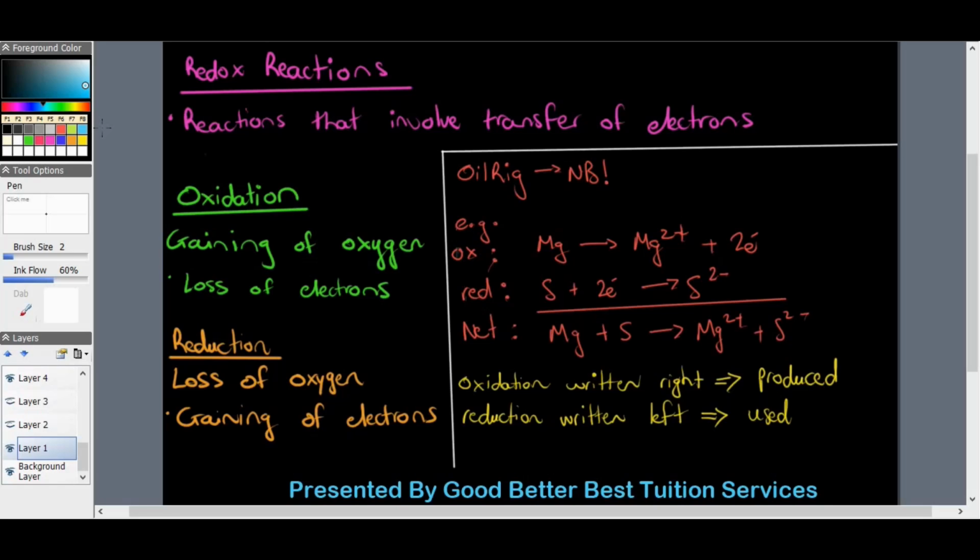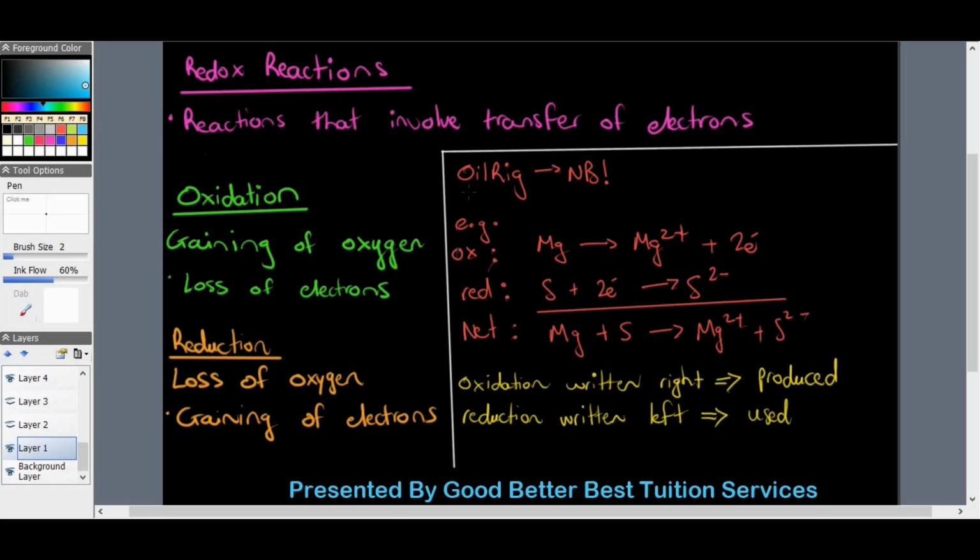Then we have reduction, the second type of reaction. The original definition of reduction is the loss of oxygen, but we define reduction reactions as the gaining of electrons. While oxidation is the loss, similar to an acid that donates a proton, the oxidized substance donates electrons and loses them. The substance that is reduced accepts the electrons that the substance that was oxidized loses.